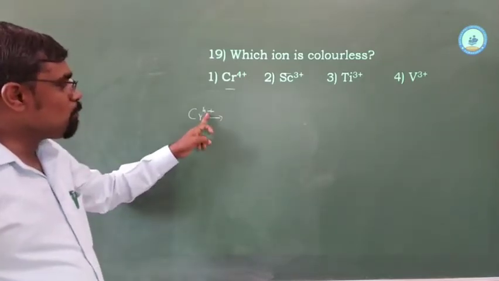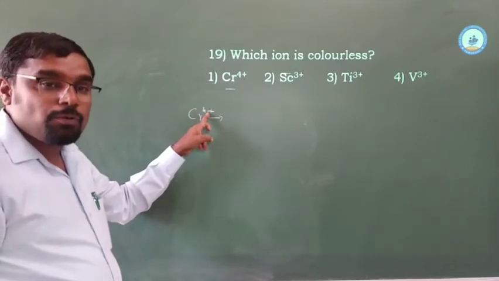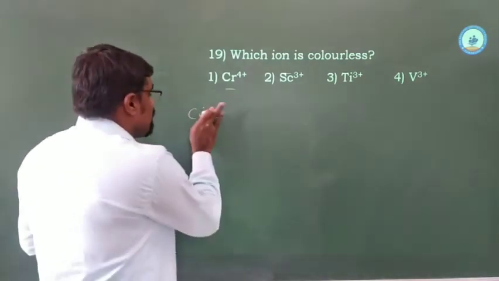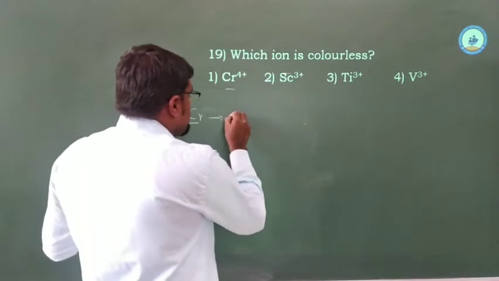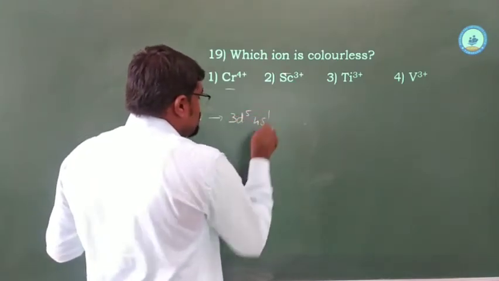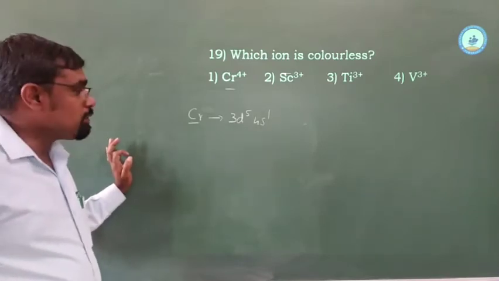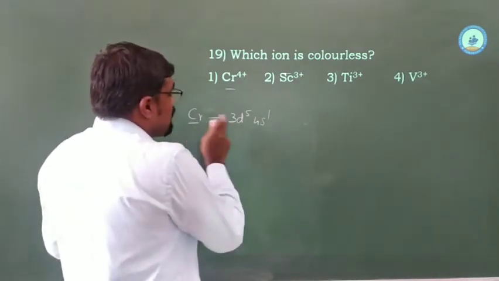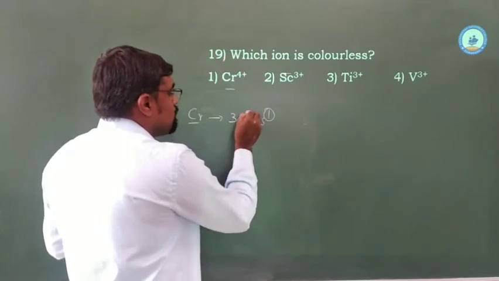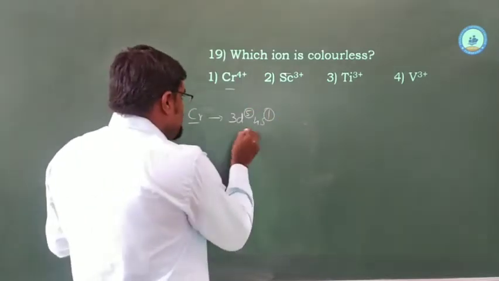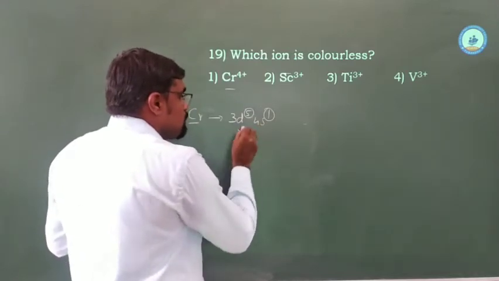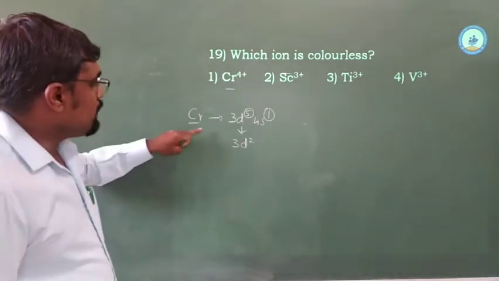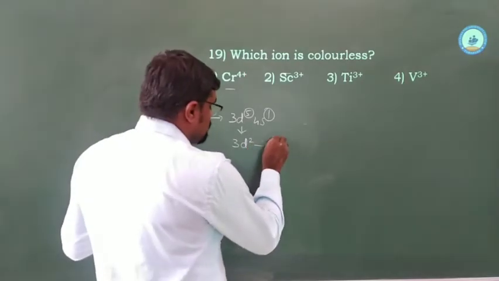You have to remove 4 electrons. Have you forgotten that chromium 24 is 3d5 4s1? This is the electronic configuration, don't forget it: 3d5, 4s1. How many electrons do you have to remove? 4 electrons, that means 1 from s and 3 from d. Then what remains? 5 minus 3 is 2, so 3d2. So there are 2 electrons, this is colored.